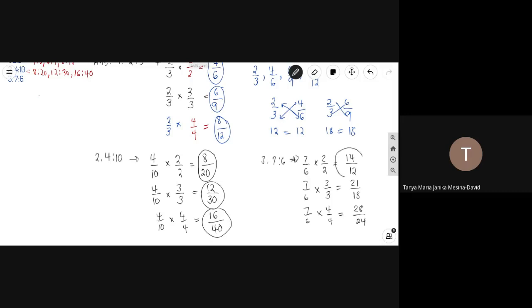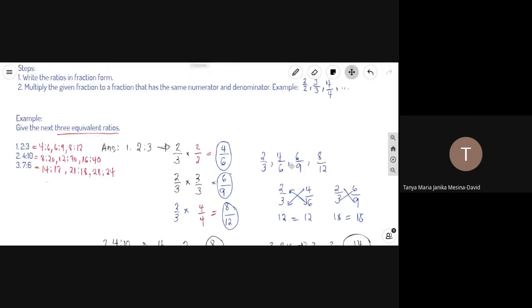Hence, if we put our final answer here in colon form, the next equivalent ratios of 7 is to 6 are 14 is to 12, 21 is to 18, and 28 is to 24. So that is how you get equivalent ratios of a given ratio.